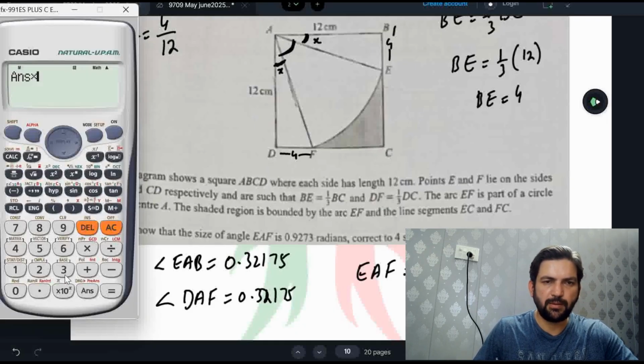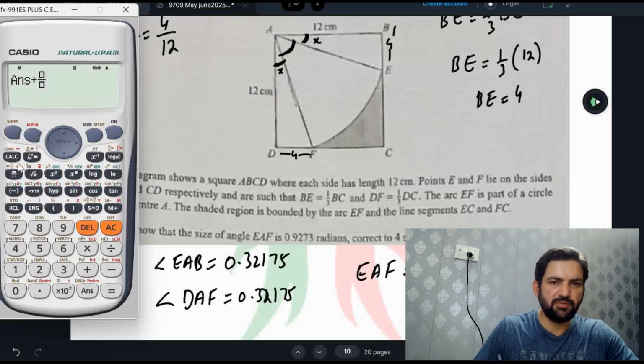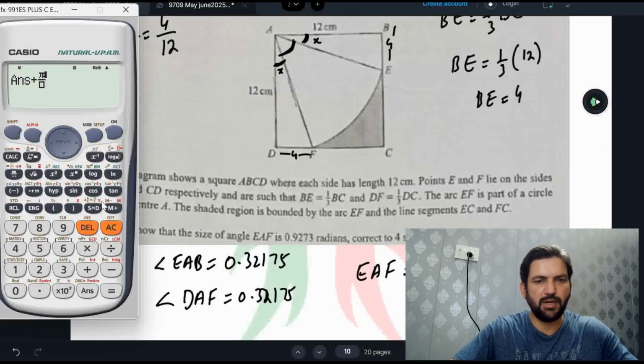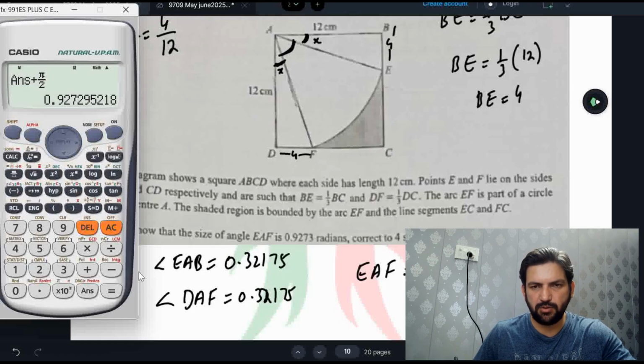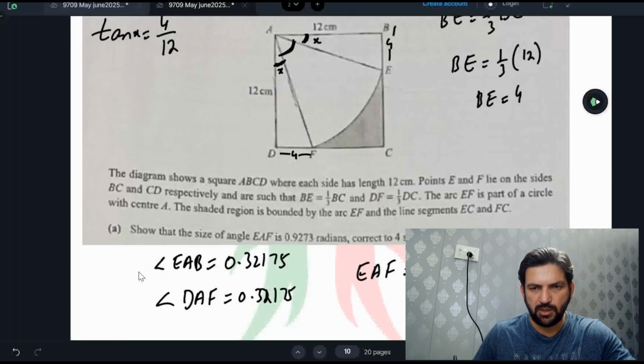So it will make my working easier: multiply by 2 and then subtract. So let me write multiply by minus 1, so that we have plus pi by 2. So plus shift pi by 2. So we will have the final answer 0.9273. So this will be the final answer.